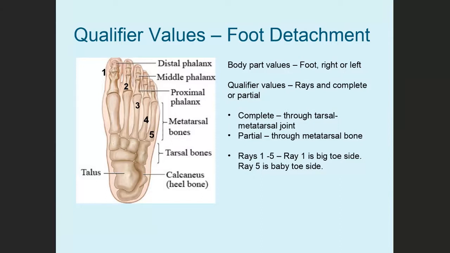The body part values are foot, right or left. The qualifier values give a lot more information about that. Complete is defined as through the tarsal metatarsal joint. Partial is through just the metatarsal. The complete would be here. Partial would be here. And then again, it uses rays. Ray 1 is on the big toe side. Ray 5 is on the baby toe side.